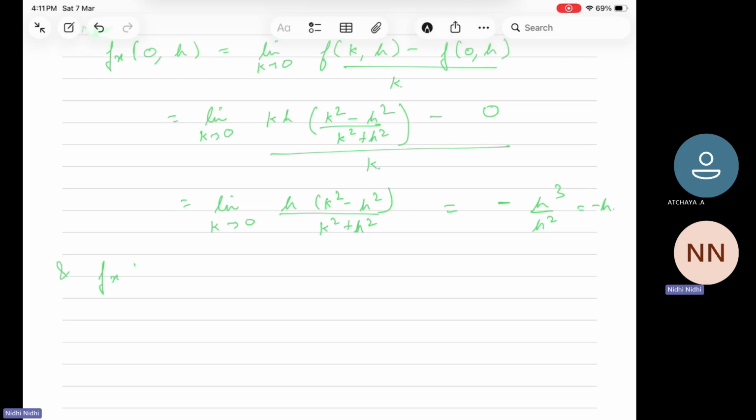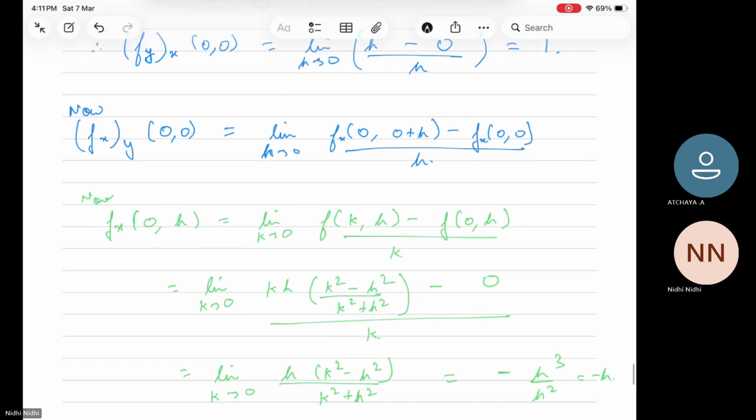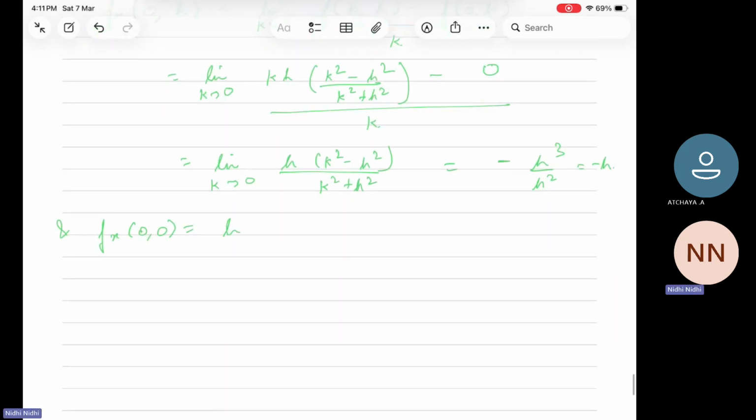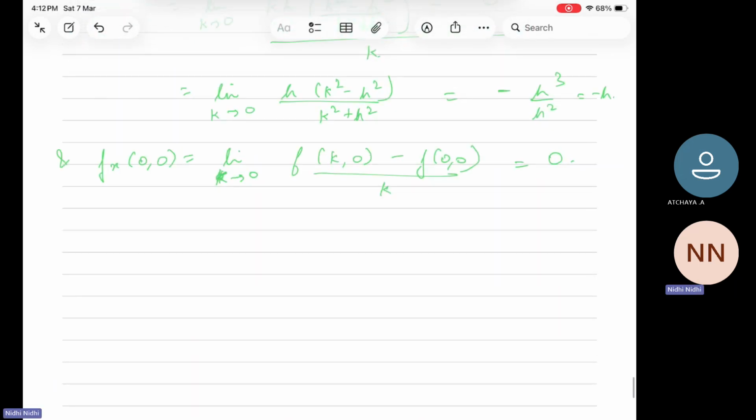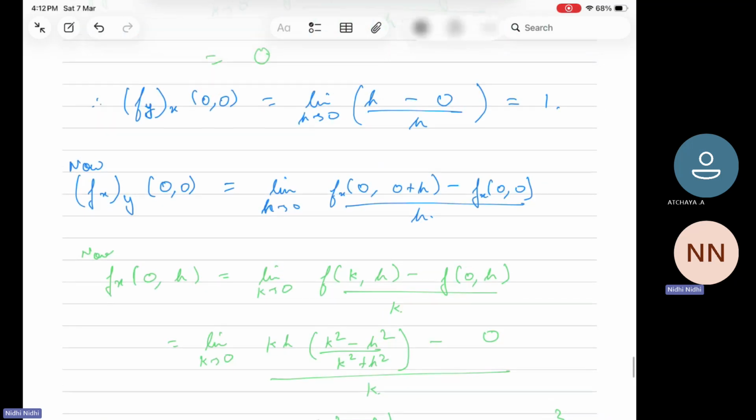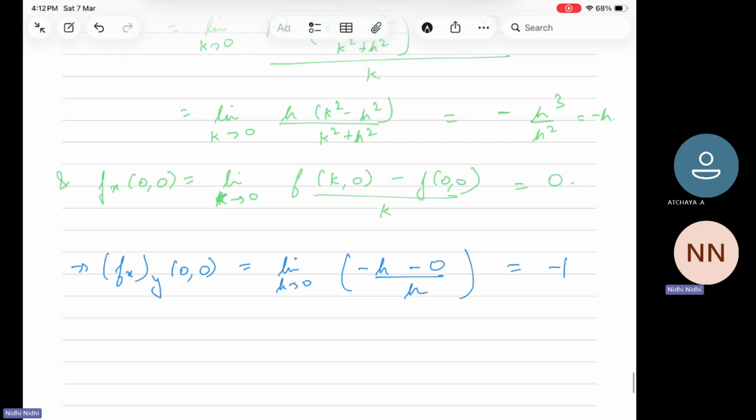And fx at 0, 0, this will be limit k tending to 0, f of k comma 0 minus f of 0 comma 0 by k, and by the definition of the function f, this will be 0. Now using all this in above, this implies fxy at 0, 0 is equal to limit h tending to 0 of minus h minus 0 by h. So in this case, this will be equal to minus 1. But earlier it was 1.